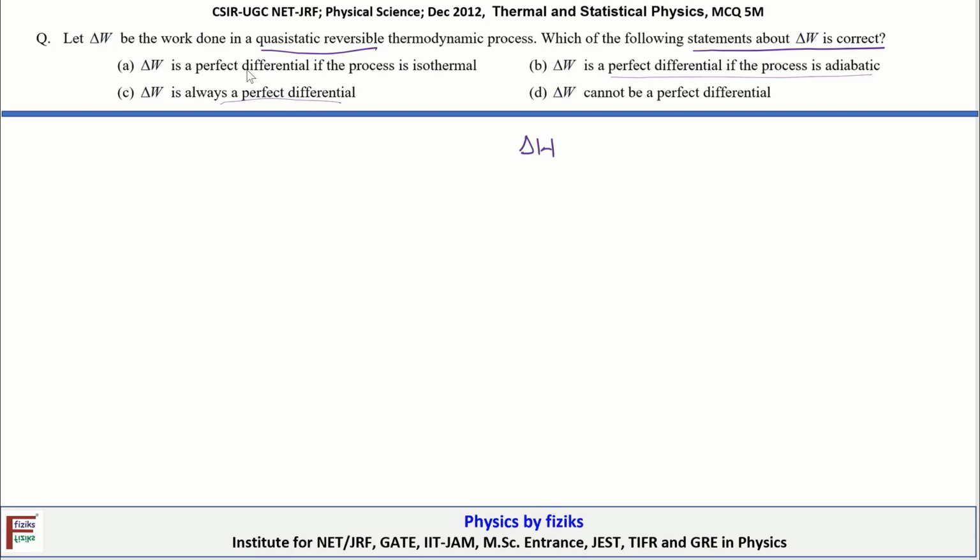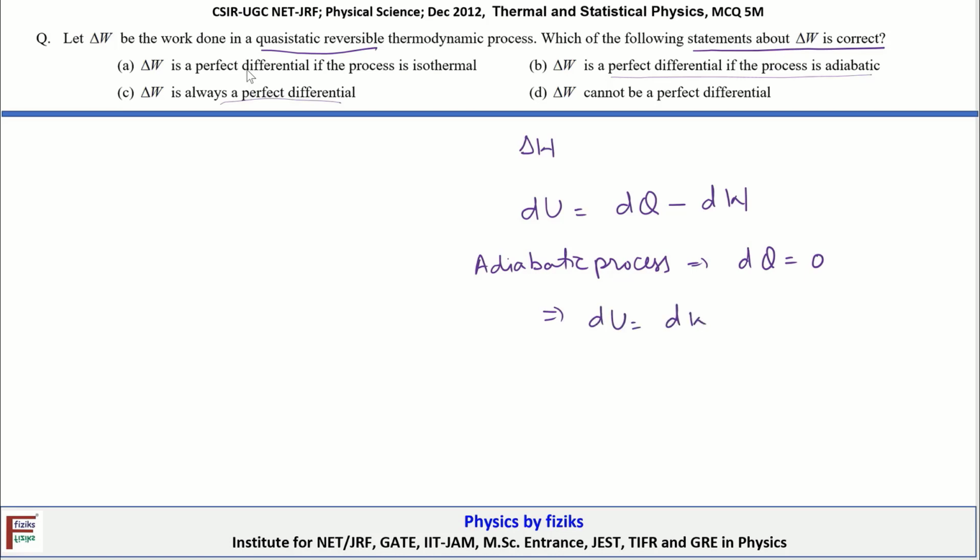Okay, so let's see. In principle work done is a path dependent quantity, and we can answer this question by making use of the first law of thermodynamics, which says that dU is equal to dQ minus dW. So in an adiabatic process we have dQ equal to 0, which implies dU is equal to dW. But as we know, the internal energy change is a perfect differential.